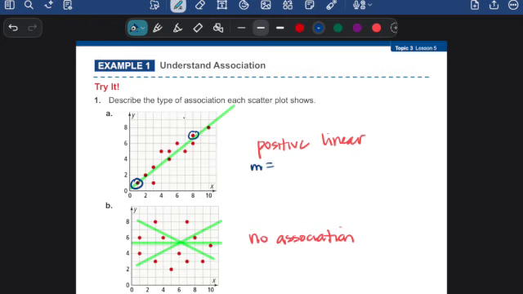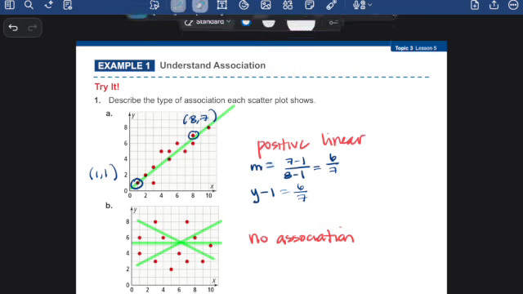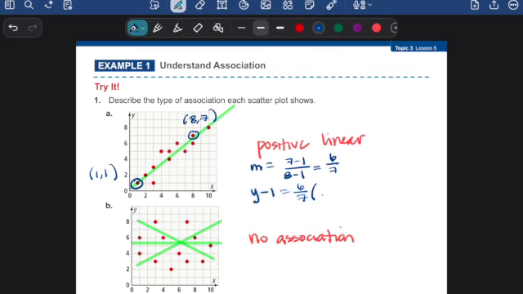So this point is at (8, 7), and this point is at (1, 1). So we're going to find our change in y over change in x. Our slope is going to be 6/7. And then pick either point and put it in point slope form. So y minus 1 equals 6/7 times x minus 1.